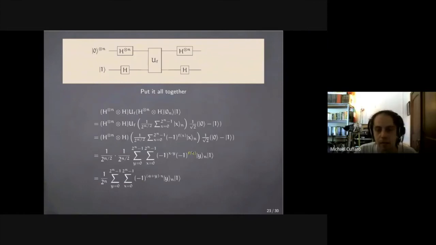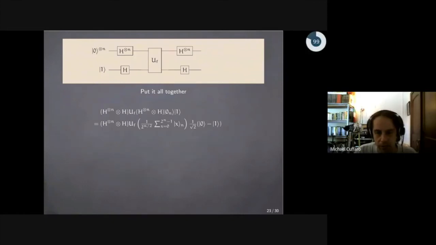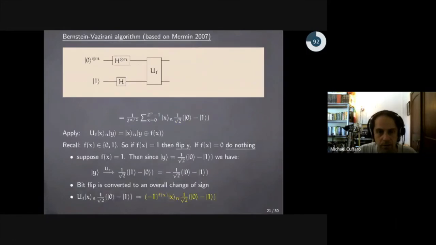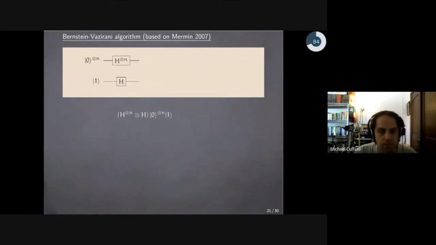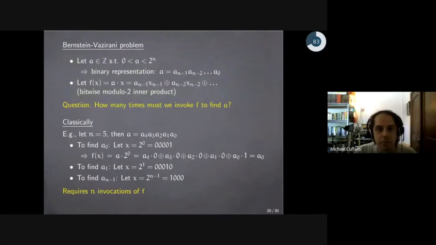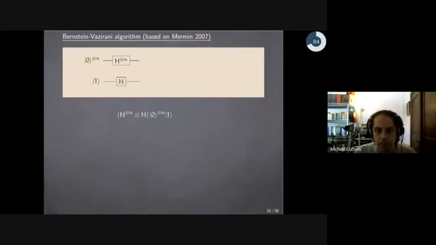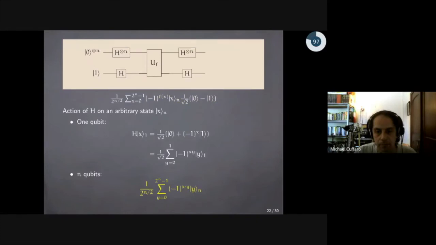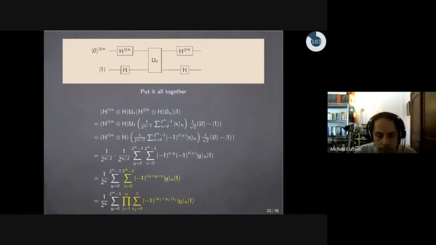Okay. Now remember that f of x is bitwise modulo 2 addition, right? And in particular, it's the bitwise modulo 2 addition of a and x, the dot product of a and x. So given that, we can manipulate this expression, and that will give us this expression here.